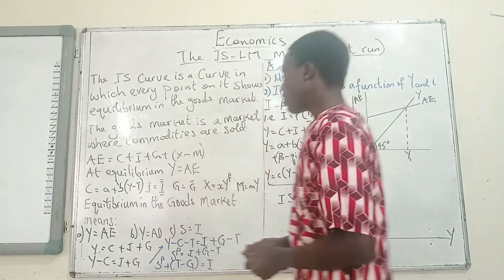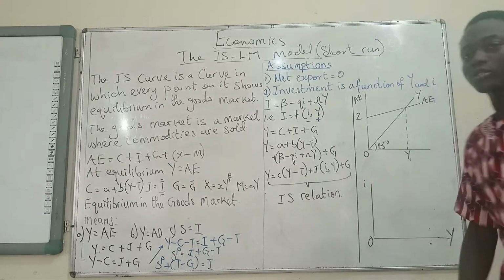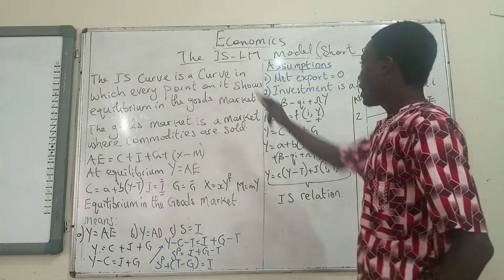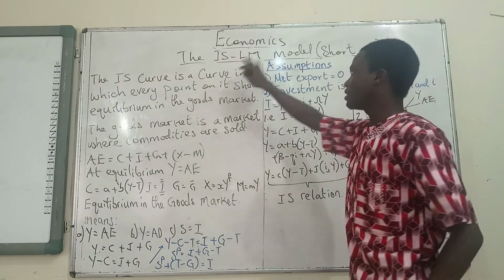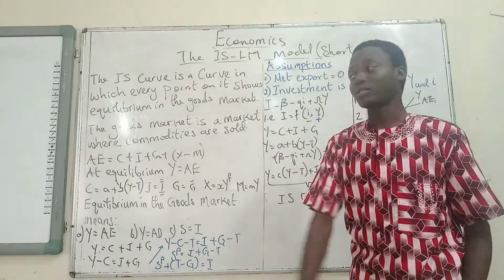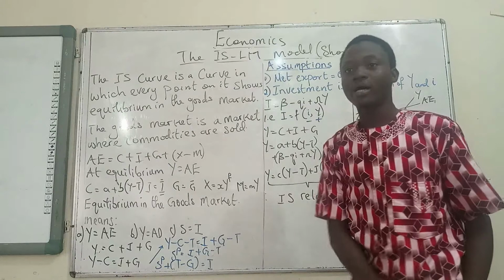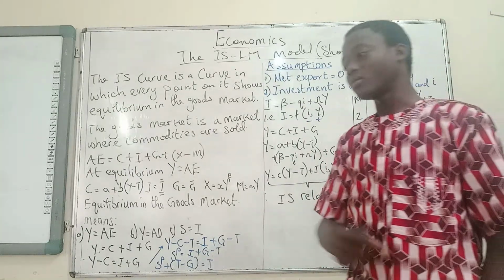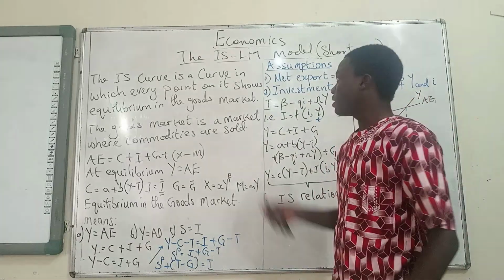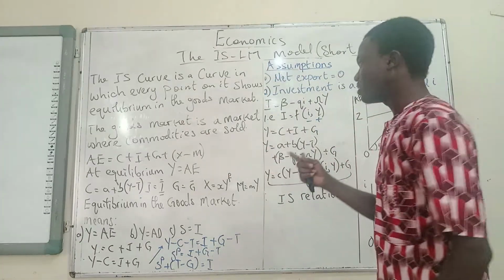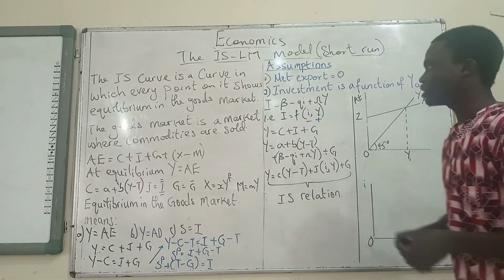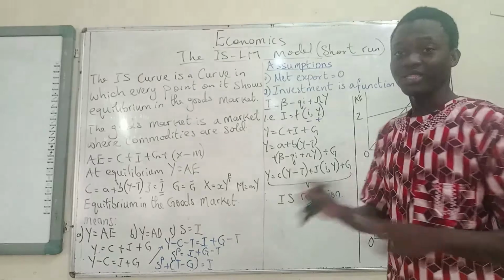All right. So let's come back to what the class is all about. What is the IS curve? There is the IS curve, there's the LM curve, and there's the FE curve. Now the IS is talking about investment and savings. The LM is talking about money demand and money supply, and the FE curve is talking about the full employment position, which is talking about the equilibrium in the labor market as well. Now let's start with the IS curve, because we can't see everything in a single class. The IS curve is a curve in which every point on it shows equilibrium in the goods market. So that's basically what the IS curve is.